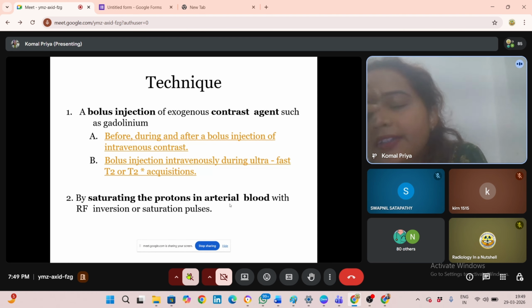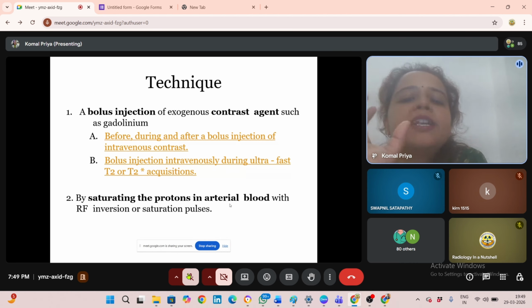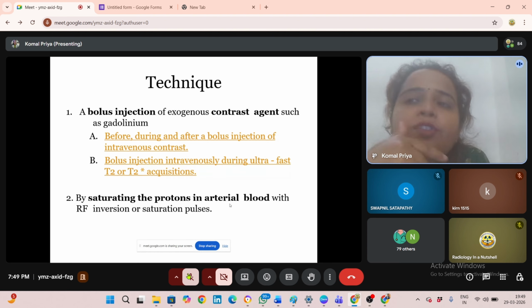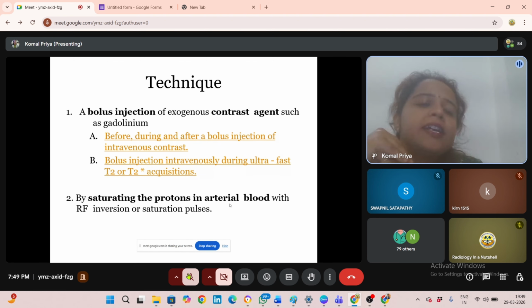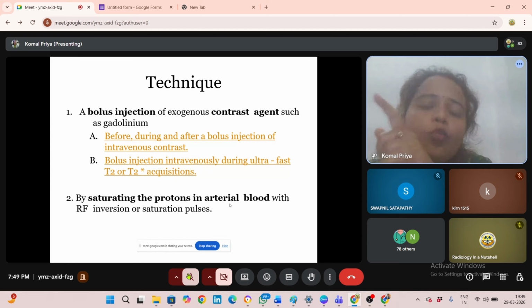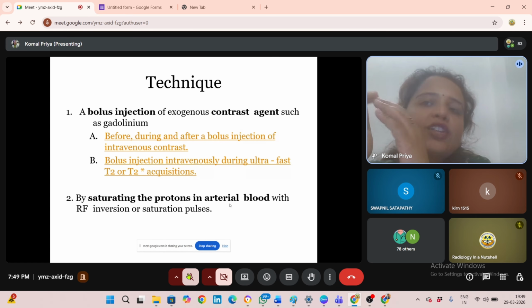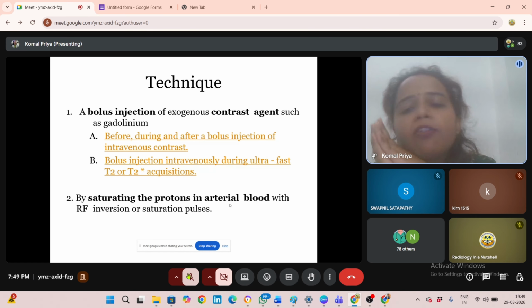We have seen in other sequences also, when you might be studying all the sequence chapters, how we saturate a particular signal. At that time we put an inverting pulse, a 180-degree pulse, so that the signals get inverted and saturated. Suppose if we want to get a signal only from water, we'll saturate signals from fat, right? And if we want signals from fat, we'll saturate signals from water. So how do we do that? We put the RF inversion pulse, or we saturate those pulses so that we get signals only from water, or only from fat.